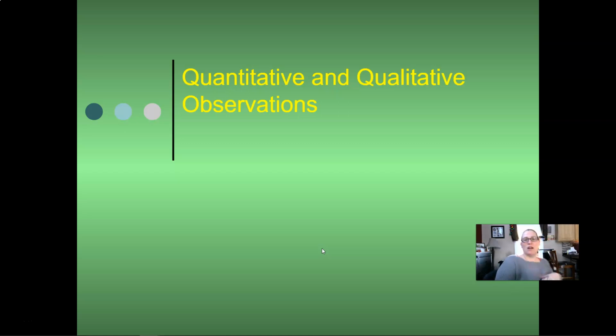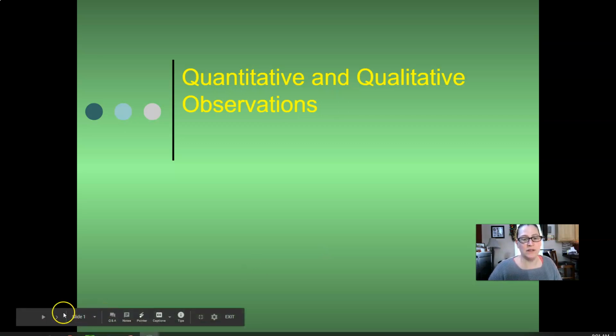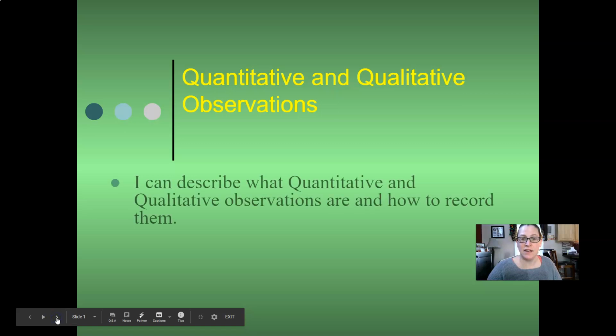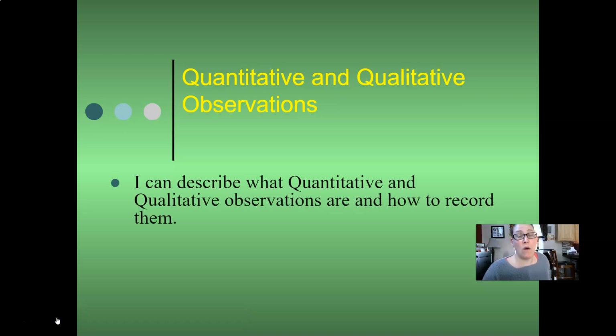Today we're going to talk about different types of observations. And so we categorize or group observations in 2 ways. So I want you by the end of class today to be able to describe what quantitative and qualitative observations are and how to record them.